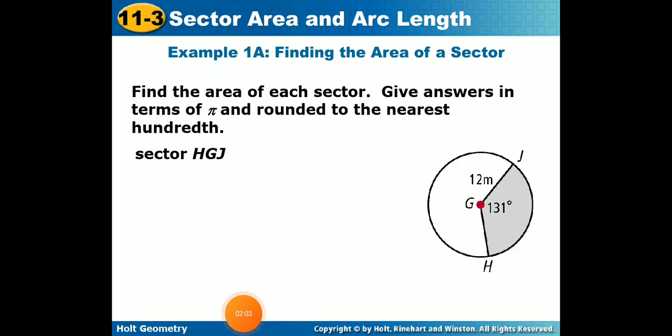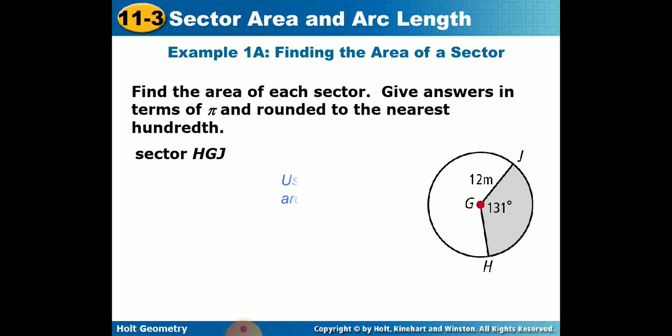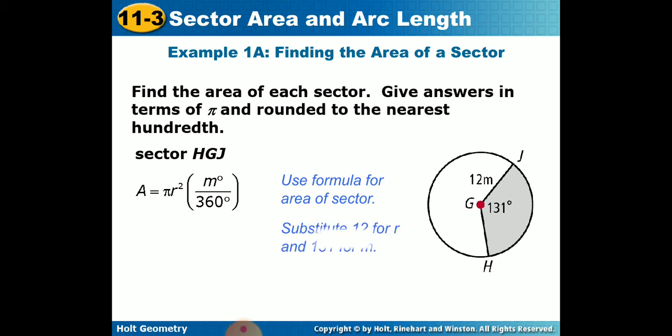Let's have an example. Find the area of each sector, give answers in terms of pi. So I'm not going to calculate pi, thank God, and round it to the nearest hundredth. Very easy. He asks me for sector HGJ. What's my rule here? Use the formula for area of a sector, pi r squared times the measure of the angle over 360.